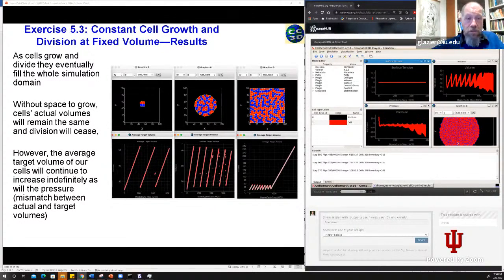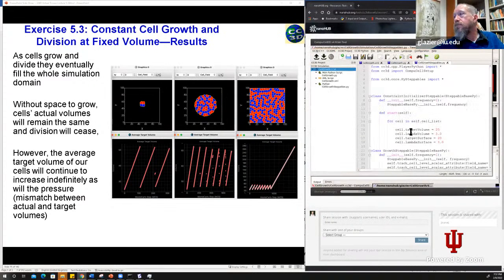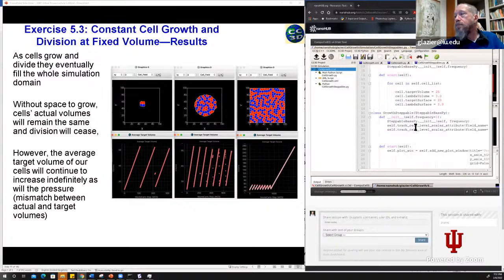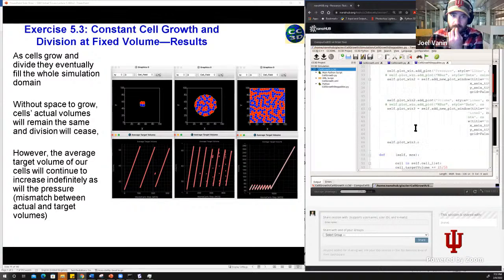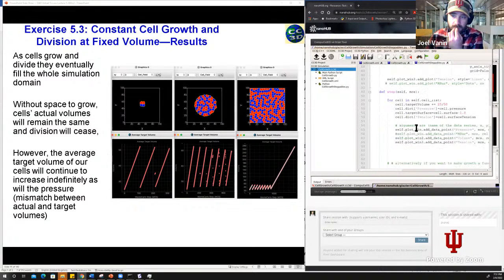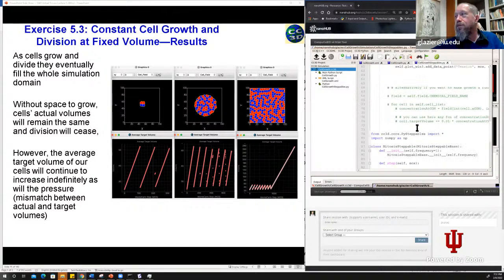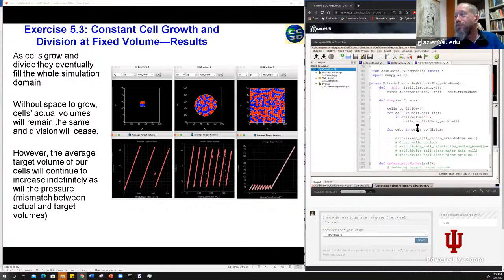What was the rule for division? All the cells are growing at a constant rate, so the target volume of the cells is increasing at the same rate. But what was our rule for cell division here? If it gets to a certain volume. Sorry, I don't like scrolling when you have to watch, but that was our rule for volume for cell division.